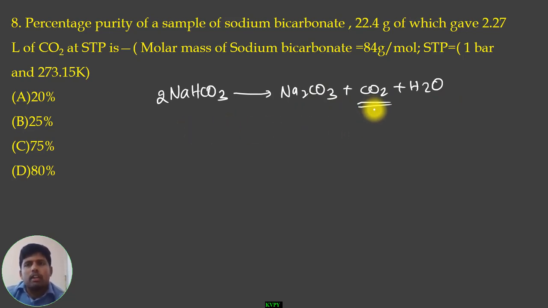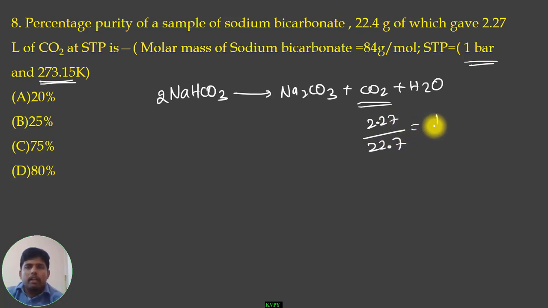Number of moles of carbon dioxide produced is 2.27 divided by 22.7, because at STP they have given the definition: 1 bar and 273.15 Kelvin. That means you have to take STP volume as 22.7. So it's 1 by 10 mole.